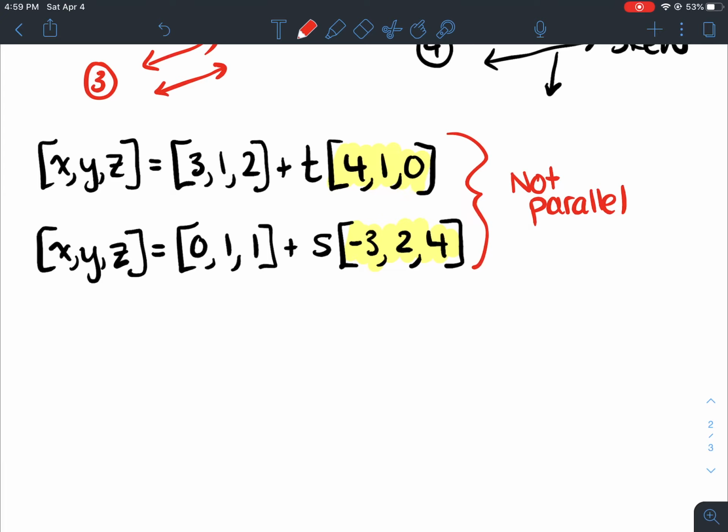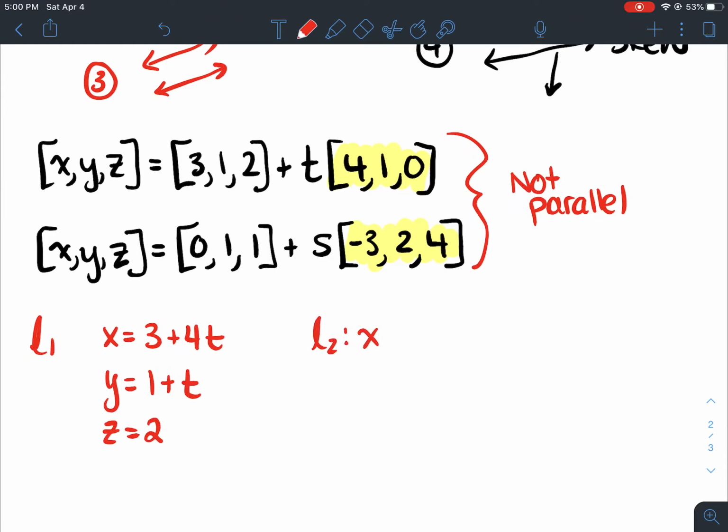So your next step would probably be to just try to solve it. And the way we've been solving it in class is we took each line and got its parametric equations. So x equals 3 plus 4t, y equals 1 plus t, z equals 2 plus 0t. And then we did the same for line 2.